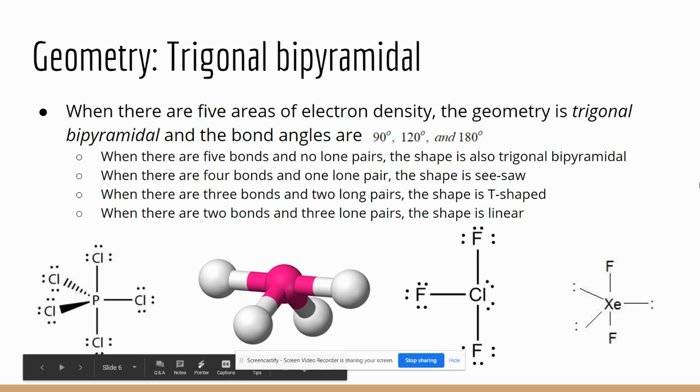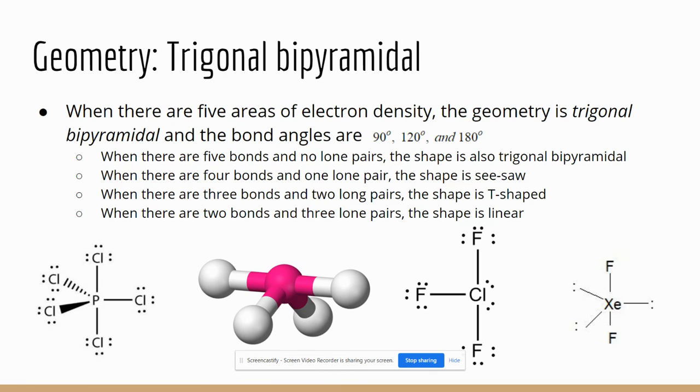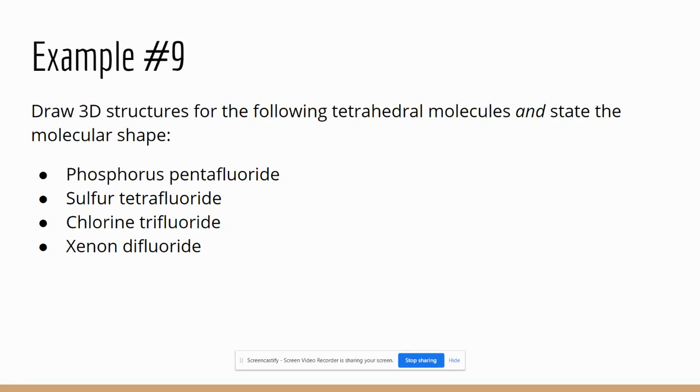If you have 5 bonds, 0 lone pairs, the shape is trigonal bipyramidal. If you've got 4 bonds and 1 lone pair, the shape is seesaw. When you've got 3 bonds and 2 lone pairs, the shape is T-shaped. It looks like a T. That actually does not have 120-degree bond angles, just 90 and 180. And then when you have 2 bonds and 3 lone pairs, the shape is linear. You only have 180-degree bond angles in that case.